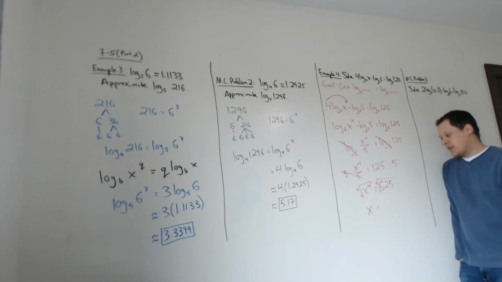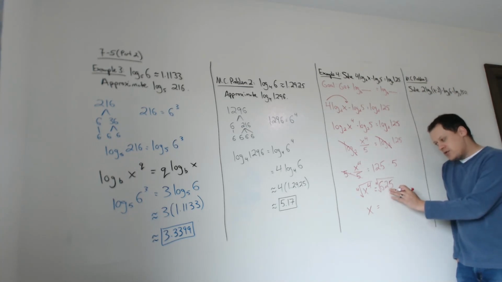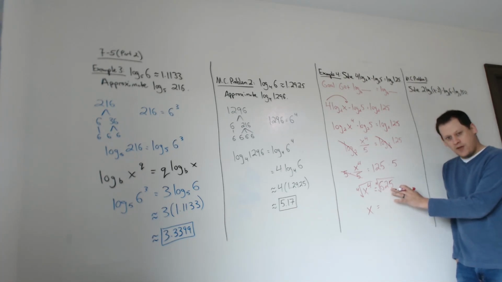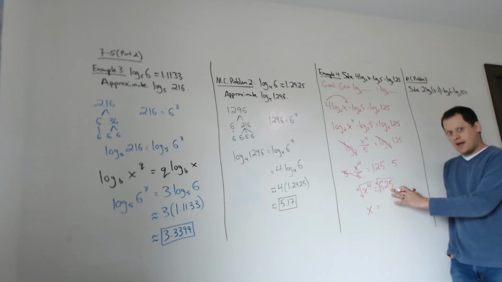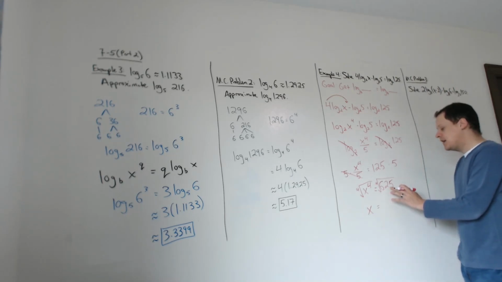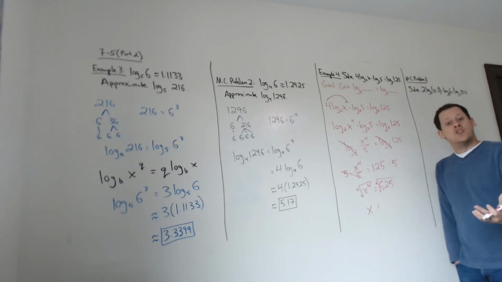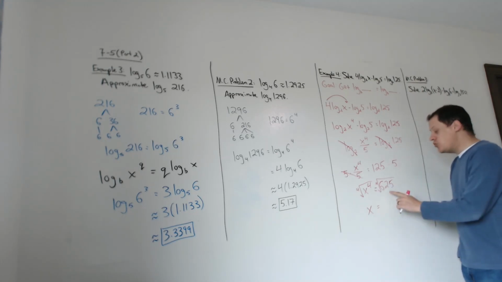I'm not sure if you can use your smartphone's calculator to calculate this. It's possible that you can. I'm not exactly sure right off the top of my head how you would do that. But what this is saying is there is some number that if you multiply it by itself 4 times, you get 625.